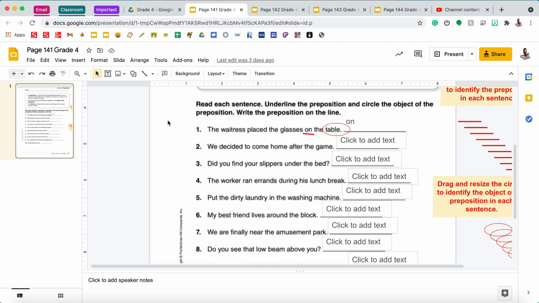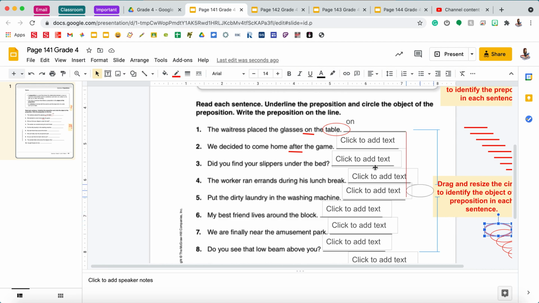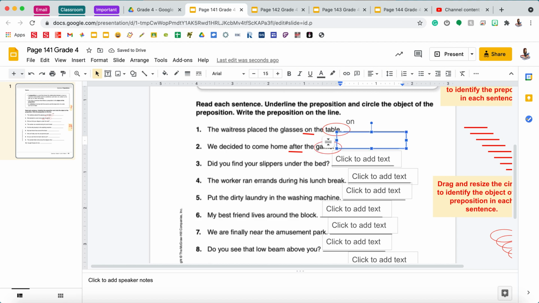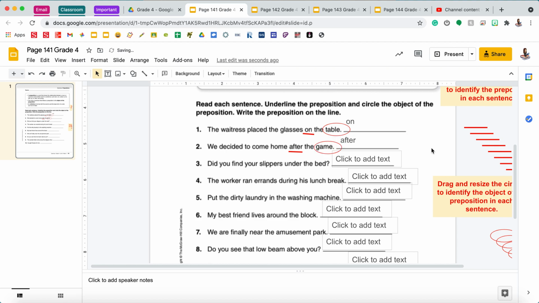We decided to come home after the game. My preposition here is after. So I'm going to underline. And I need to figure out what the object of my preposition is. Remember, it's a noun or a pronoun. Here it is game. And then I put after on the line.